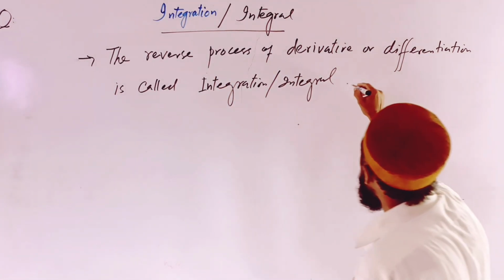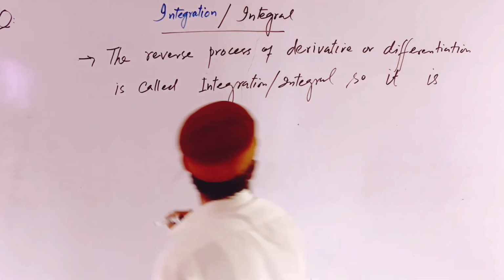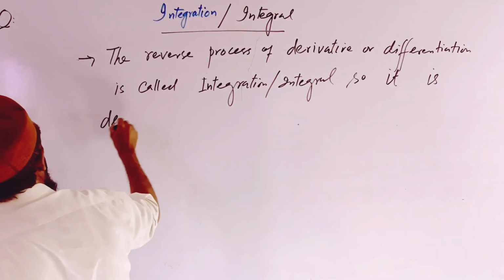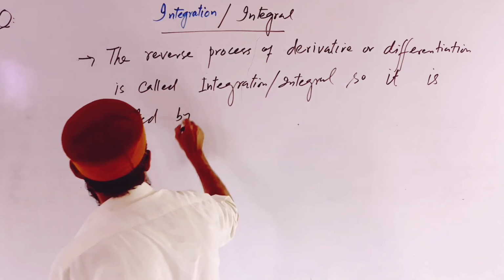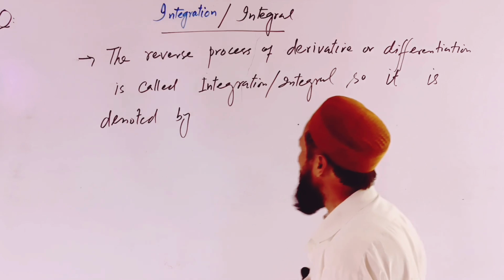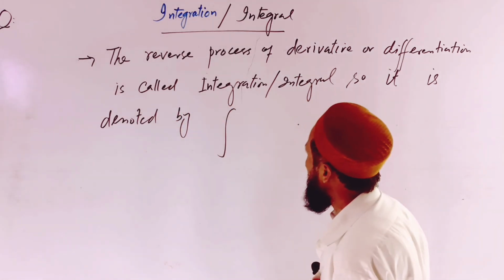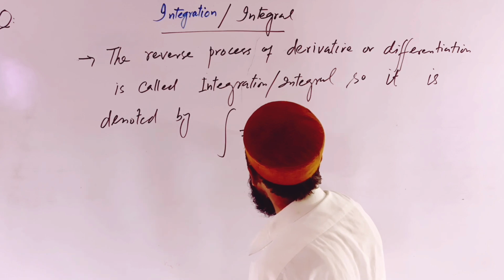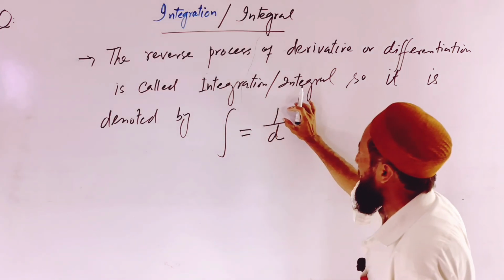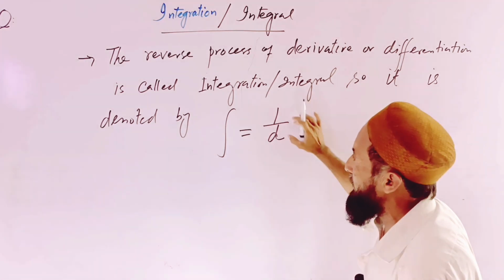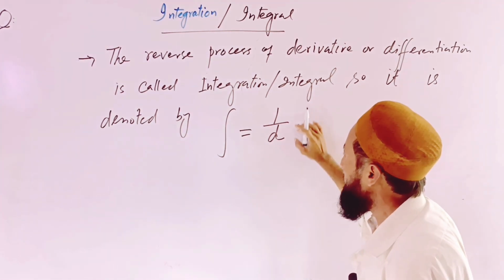So it is denoted by, or we can write it symbolically, the integral sign. This is the notation for integration. It is equal to 1 divided by d. It means that it is the reciprocal of the derivative, the reverse process, we can say that.